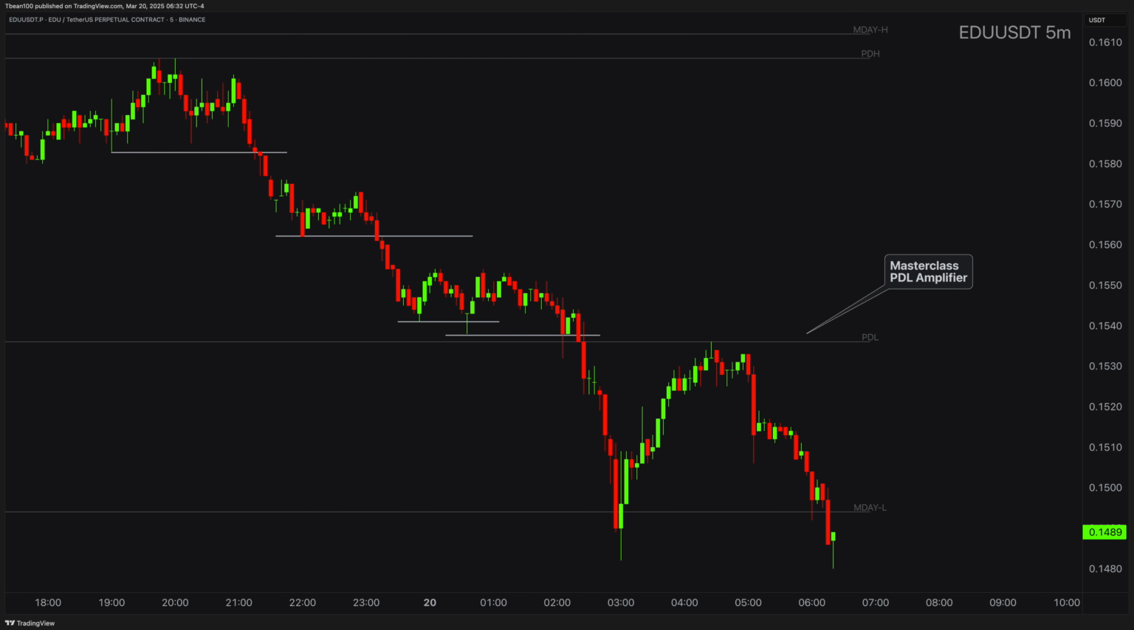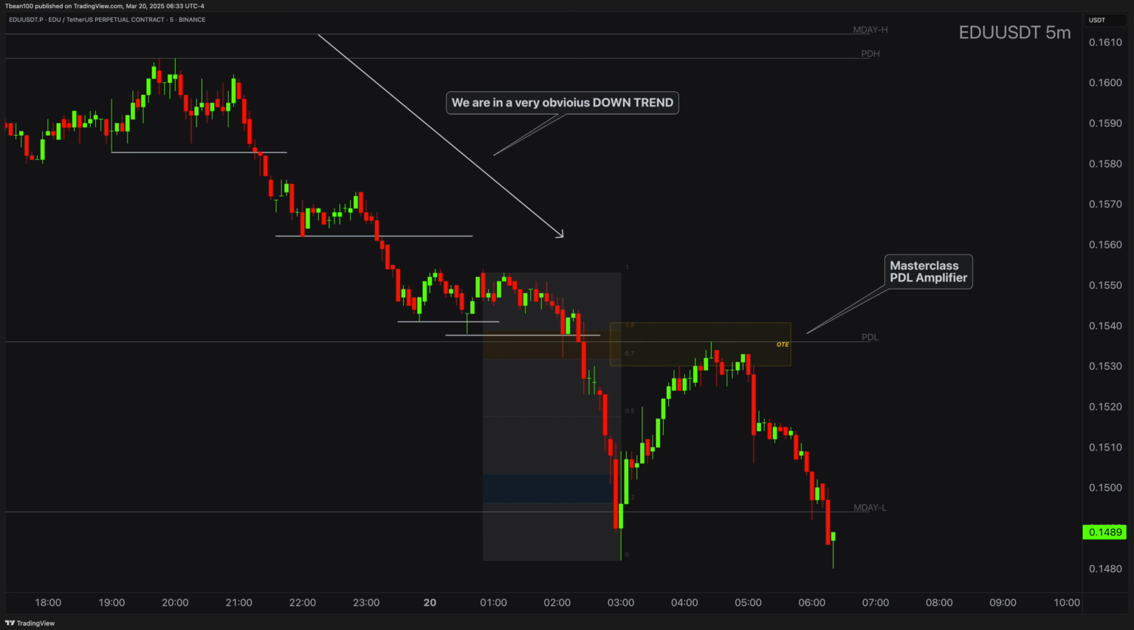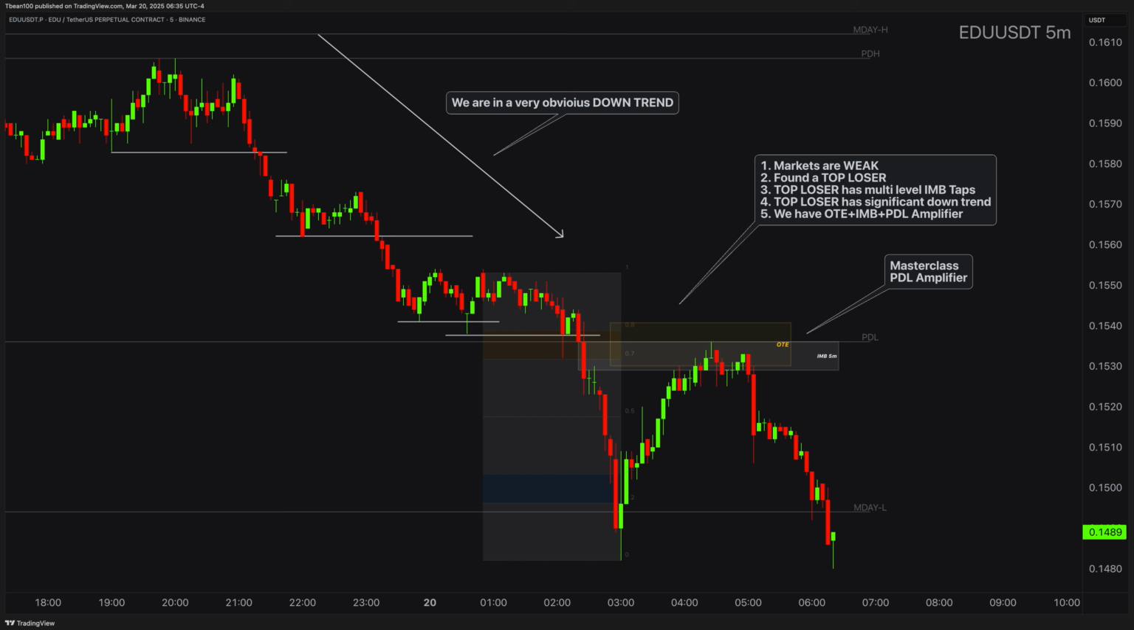Before anything else, what do you notice here? Price keeps breaking down, making new breaks downwards. So this trend is an obvious downtrend. When you draw a Fibonacci, you will also notice that price pulls back deep into the OTE area with an inner imbalance. So at this point, what do we know?